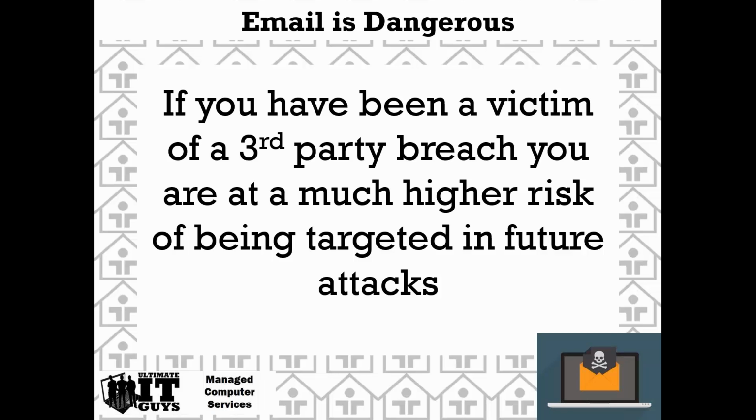If you've been a victim of a third-party data breach, you are at a much higher risk of being targeted in future attacks. I've already said this a few times. I'll probably say it a few more times because I can't say it enough. You are at a higher risk if your information is out there on the dark web.